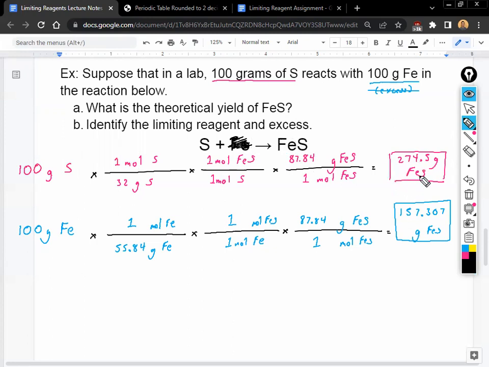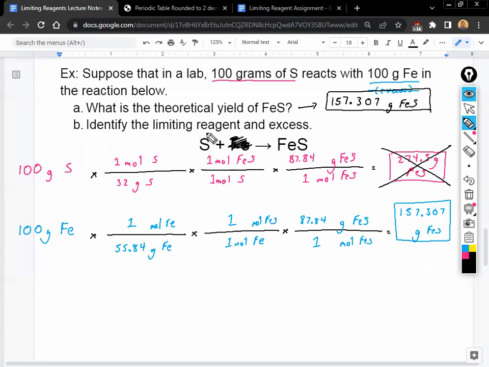And so that's why even though we could have made 274, we're not going to get there because we're going to run out of Fe once we hit 157.307. So our theoretical yield is always the smallest number. I told you guys to write that down. So the real answer is going to be 157.307 grams of FeS. Okay, always pick the smaller number for these calculations.